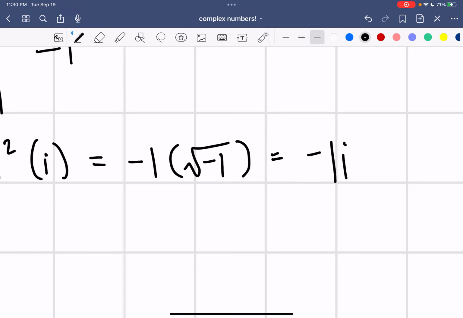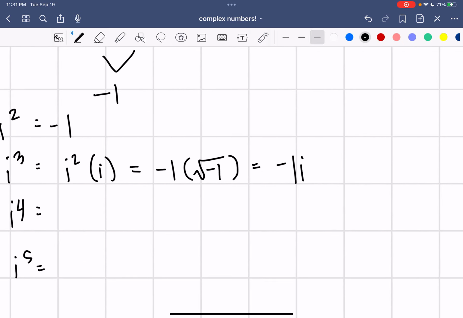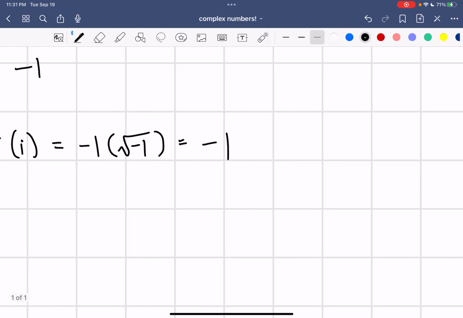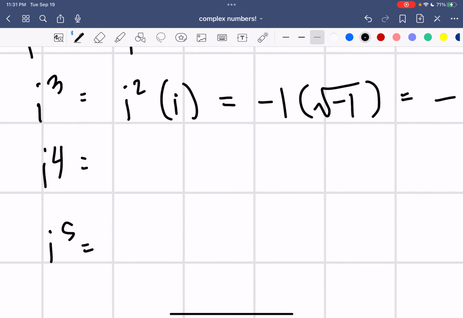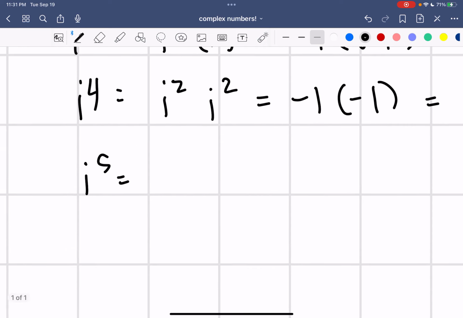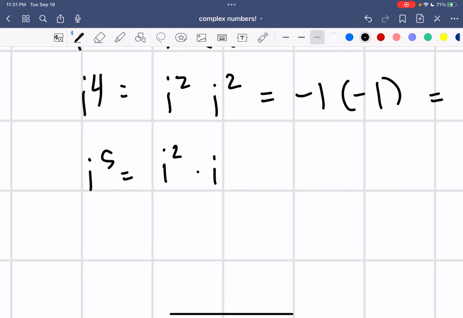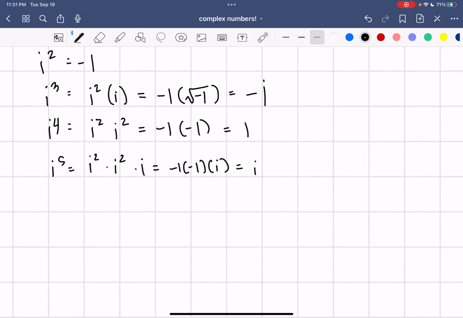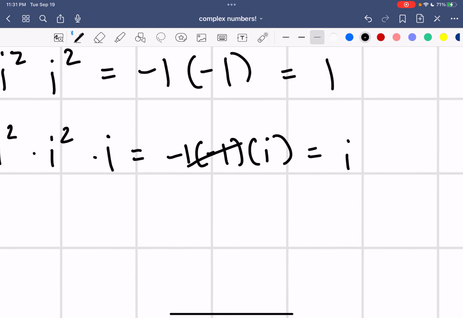I cubed is equal to I times I squared, which is just -I. And I to the fourth is I squared times I squared, which is equal to -1 times -1, which is equal to 1. Then I to the fifth is I squared times I squared times I, which is equal to -1 times -1 times I, which is equal to I, because these would cancel out to be 1.